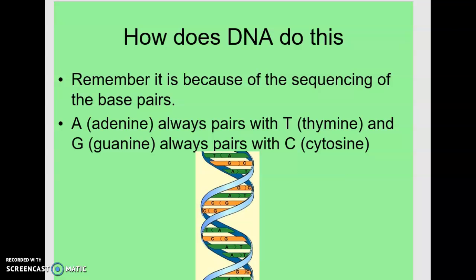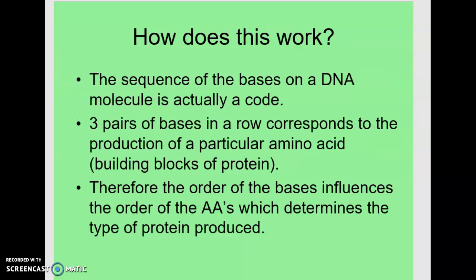Now, this bit you don't really need to know, but it just gives you a little bit of background. Every three base pairs code for a certain amino acid, and then those amino acids get put together, and that makes your protein. And that is basically what a gene is.